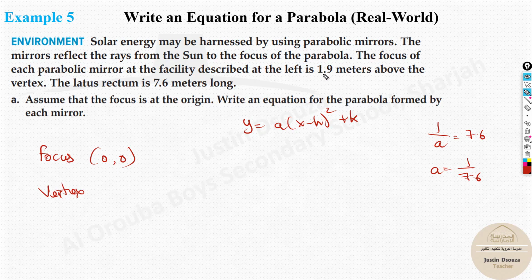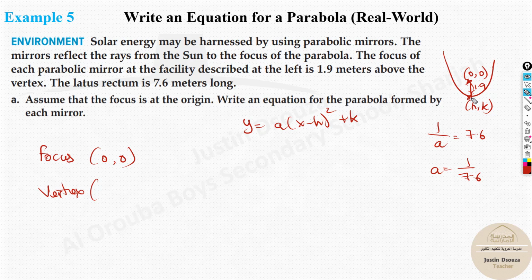And we know the focus is above the vertex by 1.9 meters, right? See, the focus is over here. This is the vertex, h and k. But we know this part is 0 comma 0, and this is how many meters above? 1.9. So here the x value doesn't matter, it will be the same. This x value, the h value, will be the same.